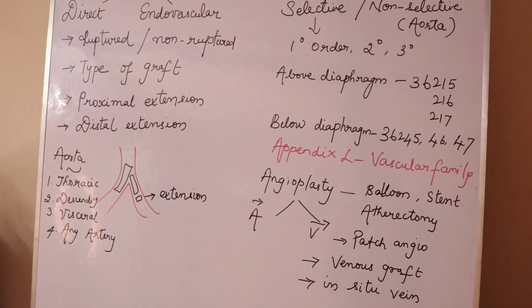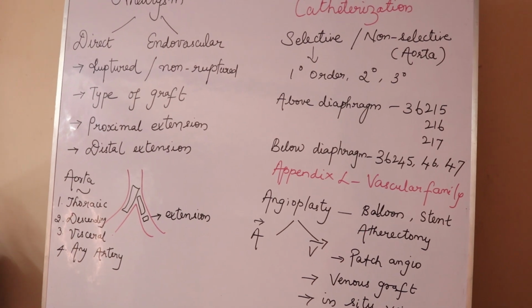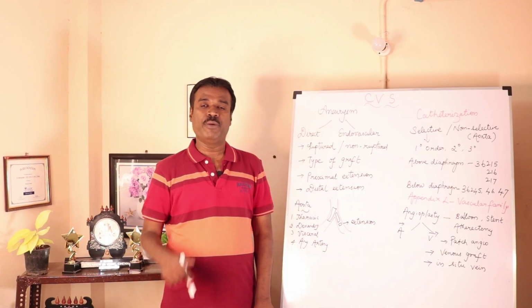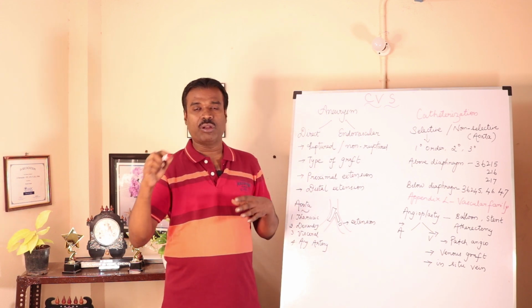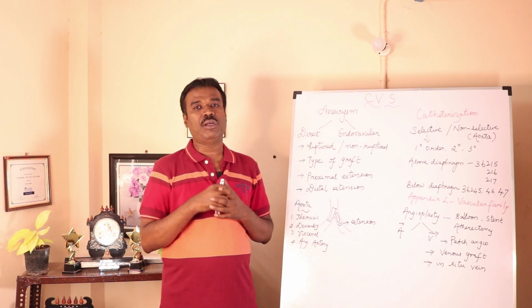So for that, the vascular family is listed in Appendix L of the CPT manual. You can very well go ahead and look into the vascular family and figure out which order that particular blood vessel is.